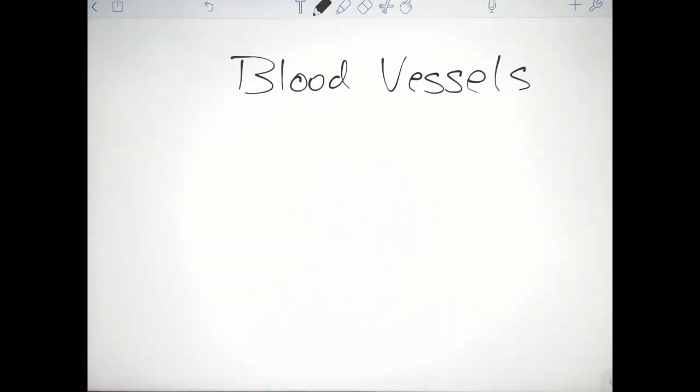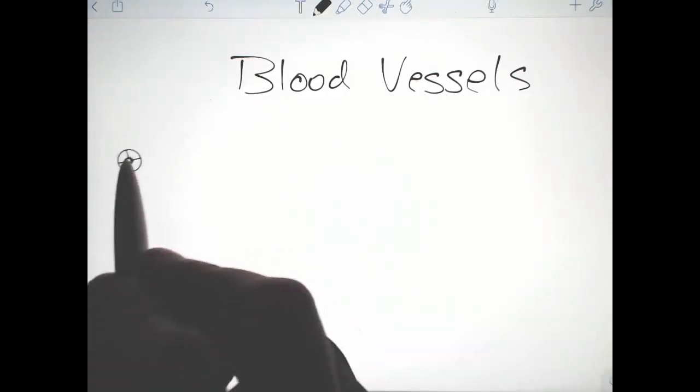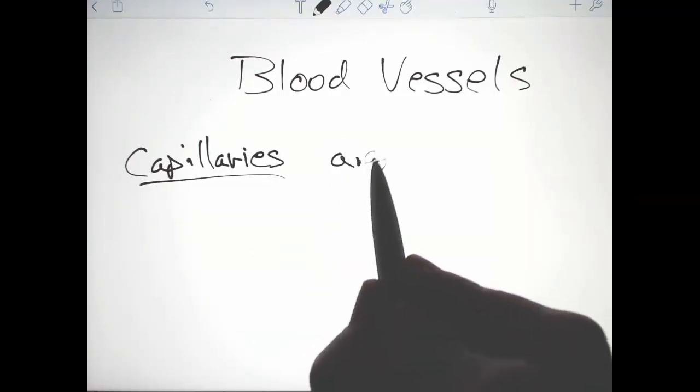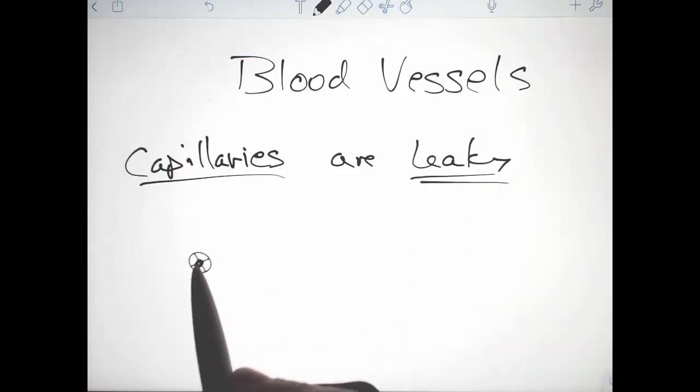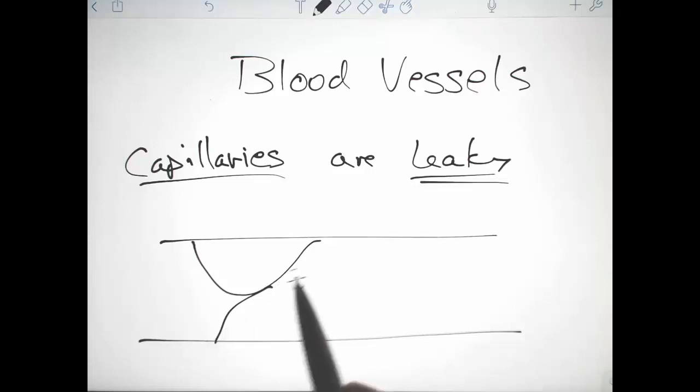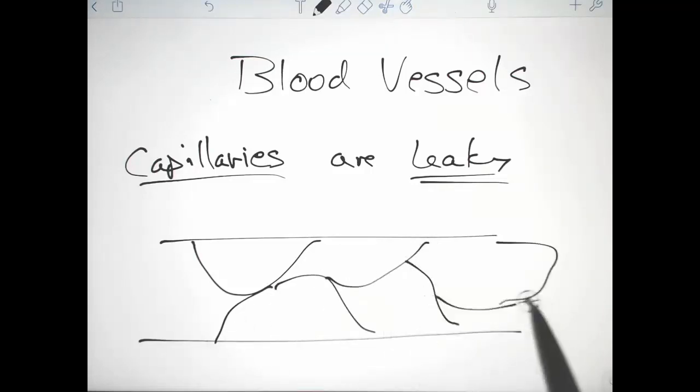In this segment, I'll talk about blood vessels. I'm going to start by talking about capillaries, because these are the functional part of a circulatory system. Capillaries are leaky, and it's where exchange happens. A way to draw a capillary would be to capture the idea of this leakiness.